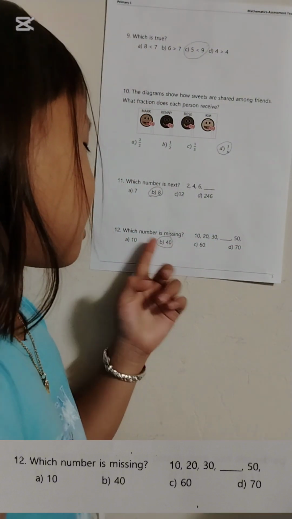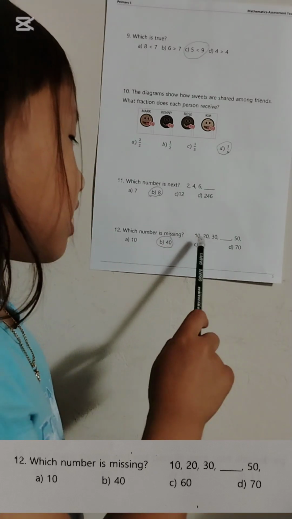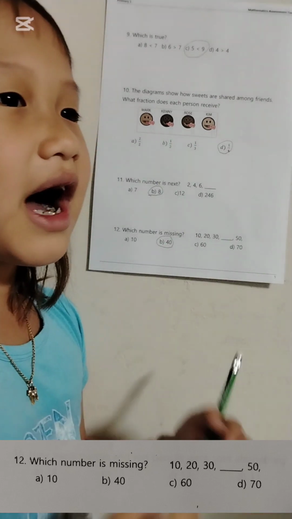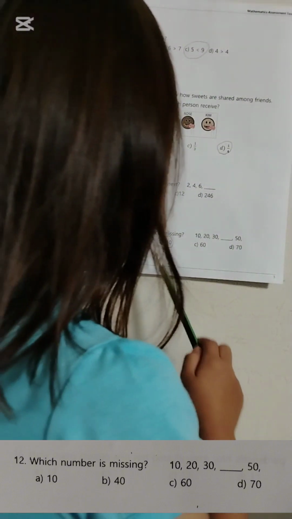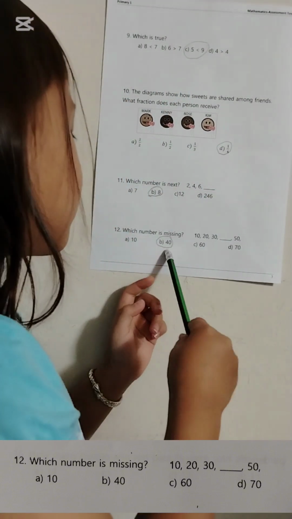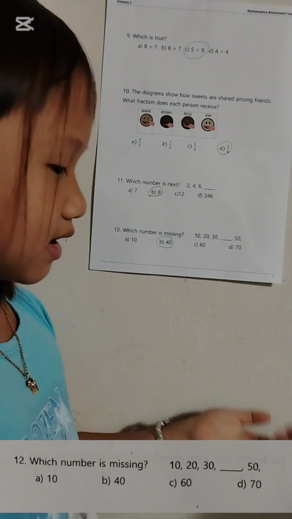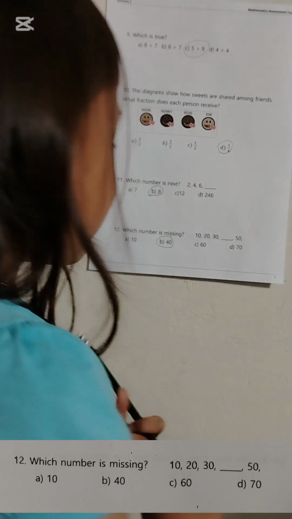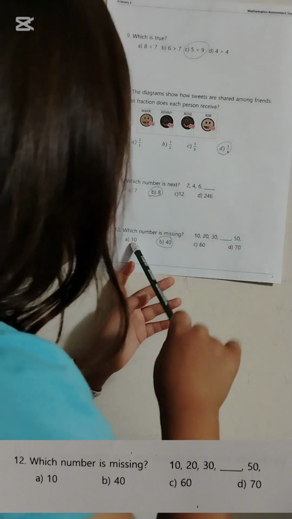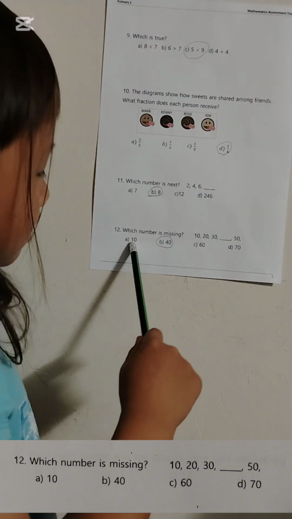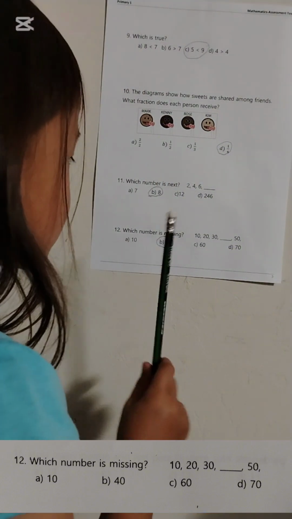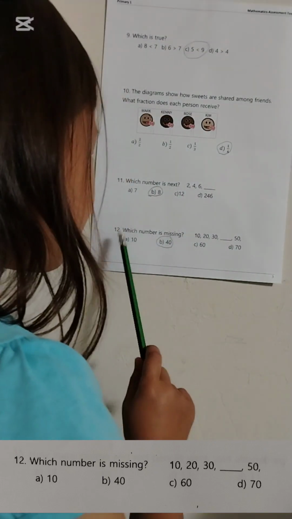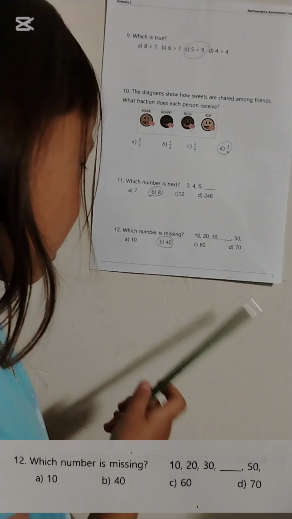The answer is B, because if we count by 10, we could count our fingers. So when we count by 10 it's because our fingers are 10 too. So we have 40. And A is 10. If we put 10 right here, that's not correct.